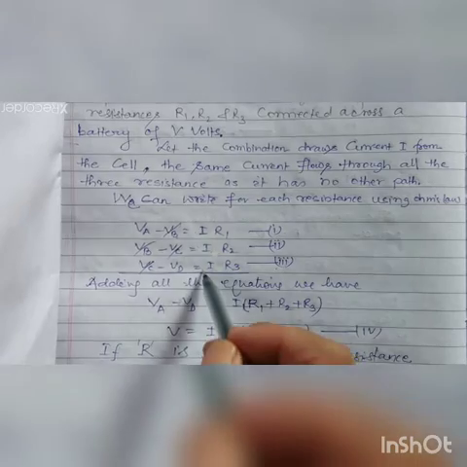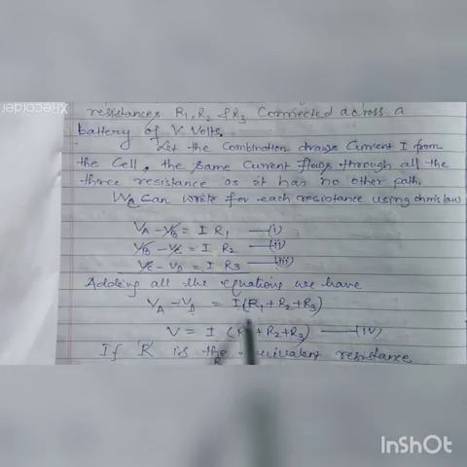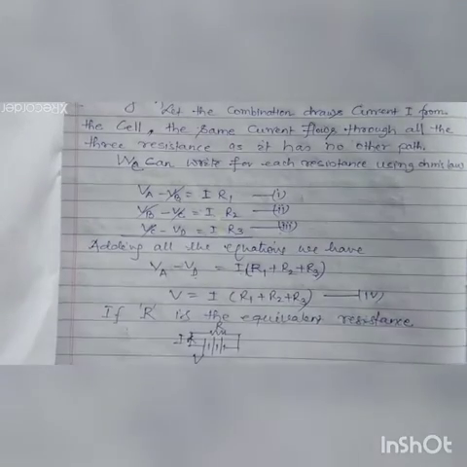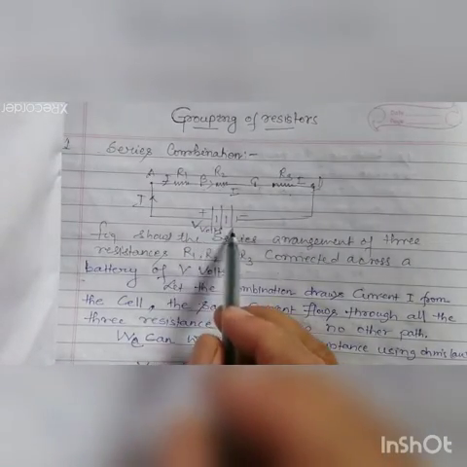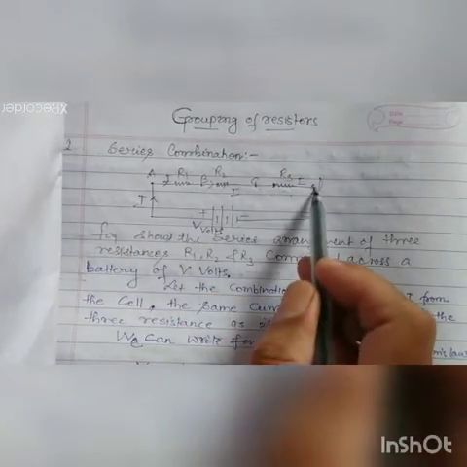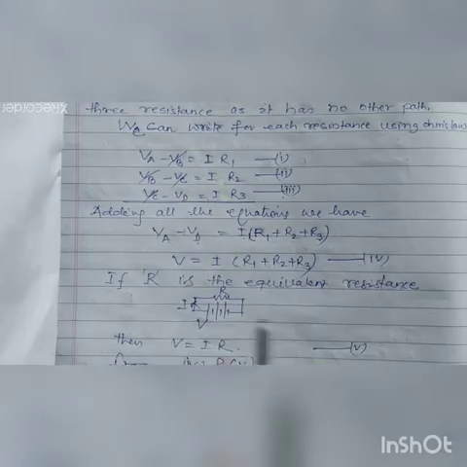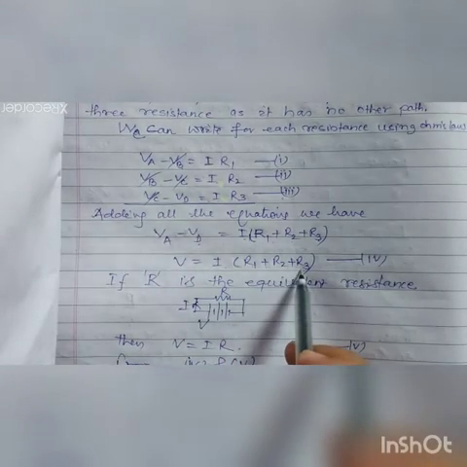Adding all these three equations we get VA minus VD is equal to I times (R1 plus R2 plus R3). And VA minus VD is actually the potential difference across the terminals of the cell, as A is connected to the positive terminal and D is connected to the negative terminal of the battery. So we can write V is equal to I times (R1 plus R2 plus R3).